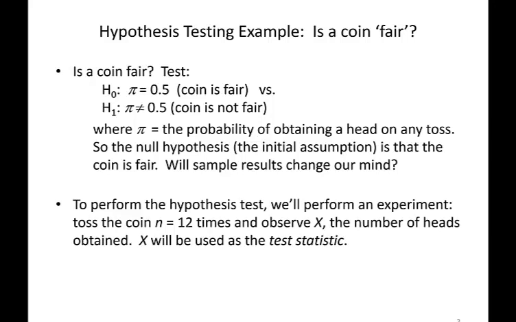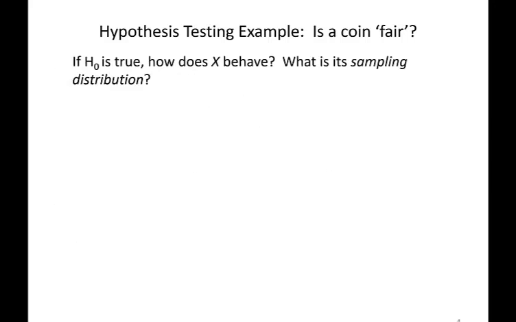So the experiment we're going to do is to flip this coin 12 times and count the number of heads that we obtain. And x, which is what we're going to call that number, is going to be used as a test statistic. And in order to evaluate whether we're going to reject H0 or not, we have to know how x is going to behave if H0 is true. In other words, we want to know what is the sampling distribution of x.